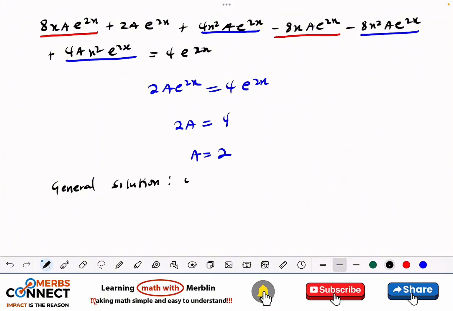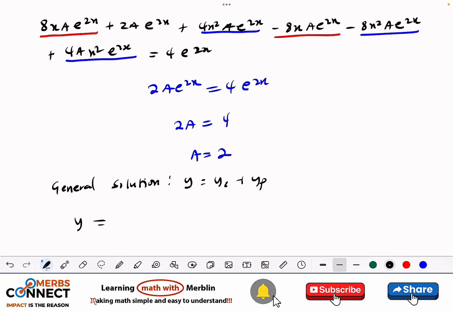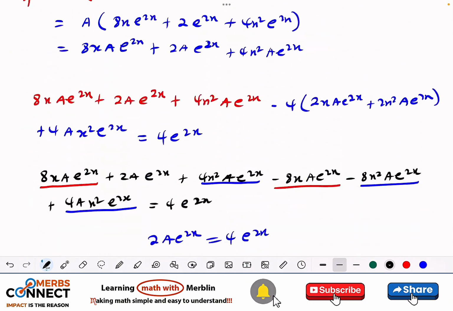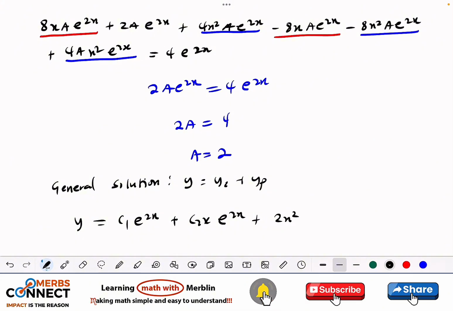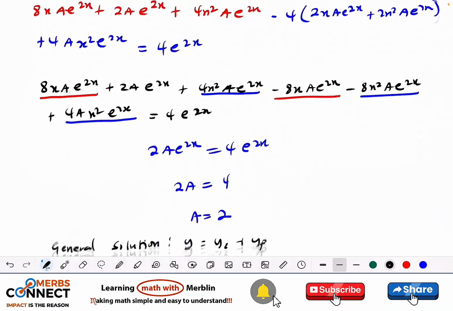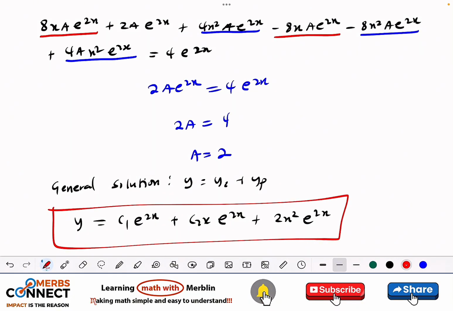which is y is equal to the complementary plus, what do we get for complementary? We had c1 e to the power 2x plus c2x e to the power 2x plus, and then particular solution you've gotten 2x squared e to the power 2x. Is that right? Good. So this is another way of getting the complementary solution and particular solution and getting your general solution.